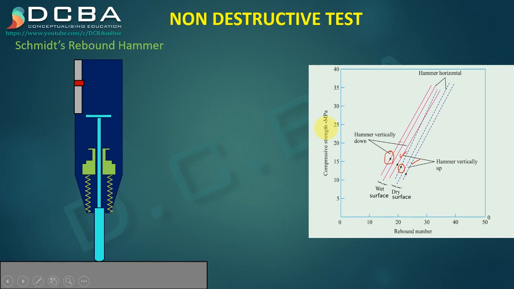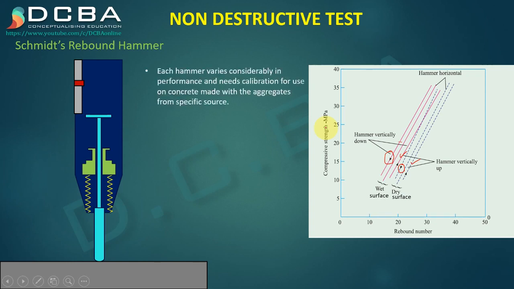And the strength that it gives is approximate strength, it is not accurate strength. For further details, you can always read MS Shetty. Each hammer will vary considerably in performance and needs calibration for use on concrete made with aggregates from a specific source. The test can be conducted horizontally, vertically, upwards, or on any intermediate angle, as I told you.